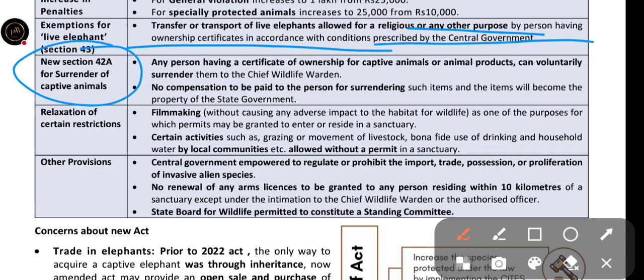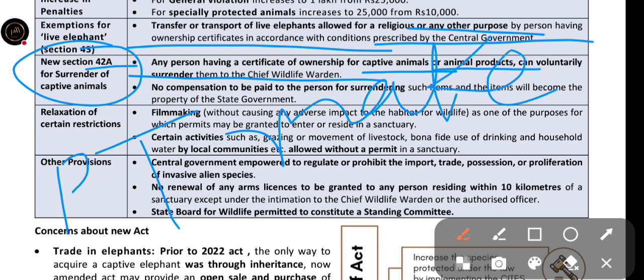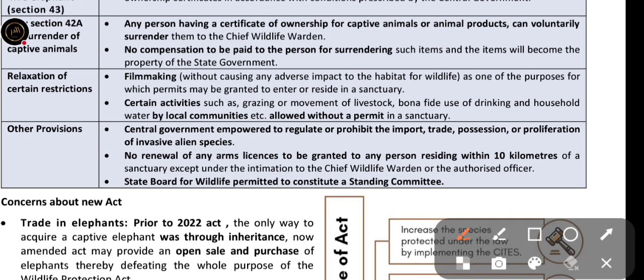And the next recommendation is new Section 42A for surrender of captive animals. Any person having a certificate of ownership for captive animals or animal products can voluntarily surrender them to the chief wildlife warden. Anyone who captured a live or captive animal needs to have a certificate about this captive animal, and after this they can voluntarily surrender them. The certificates have to be surrendered to the chief wildlife warden by the person who captured the captive animals.